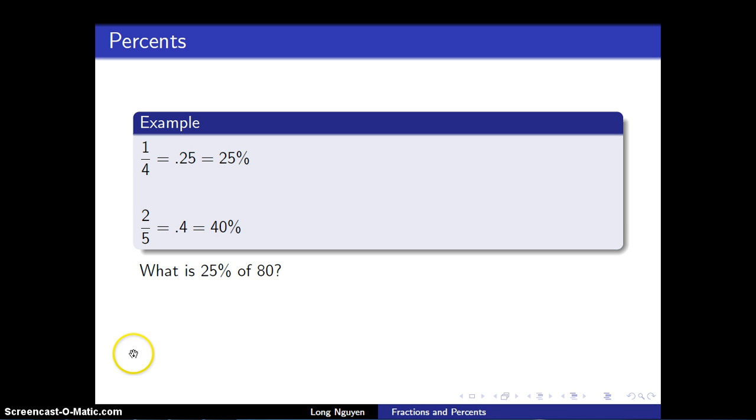Now what if I want to know what 25% of 80 is? When I see the word of, I'm going to multiply. And so to find 25% of 80, I'm going to rewrite this statement as 25% times 80. So again, of is replaced by times. When we do math, we usually like to use either decimal or fraction. So we're going to convert this into a decimal. That is 0.25, and then we're going to multiply it.